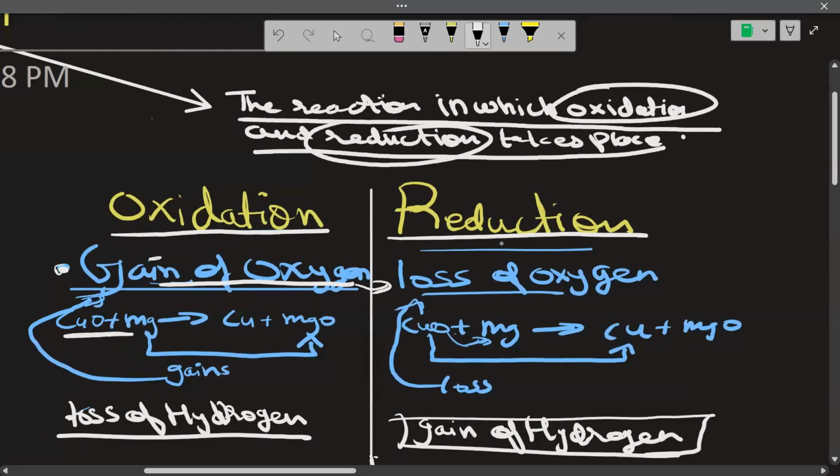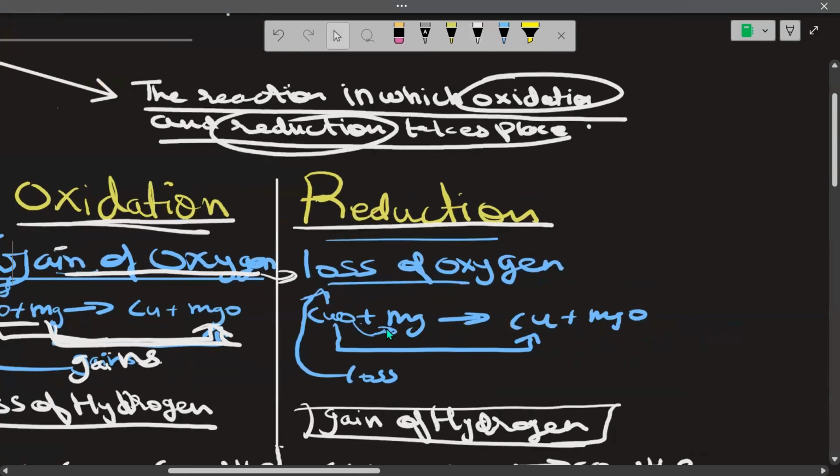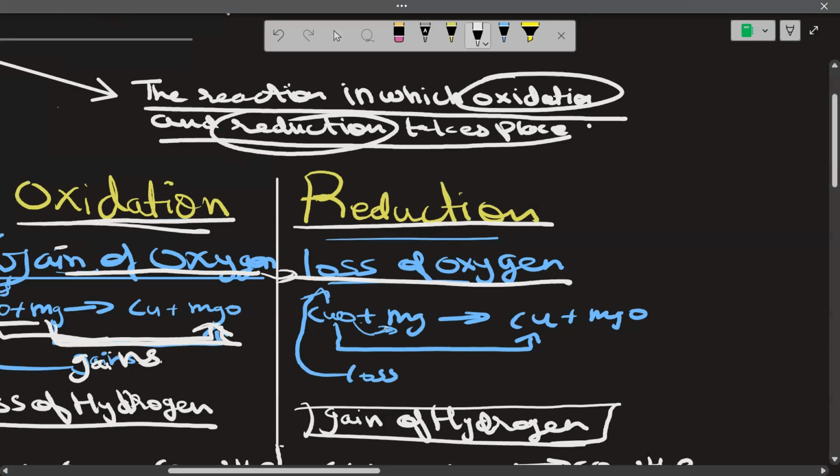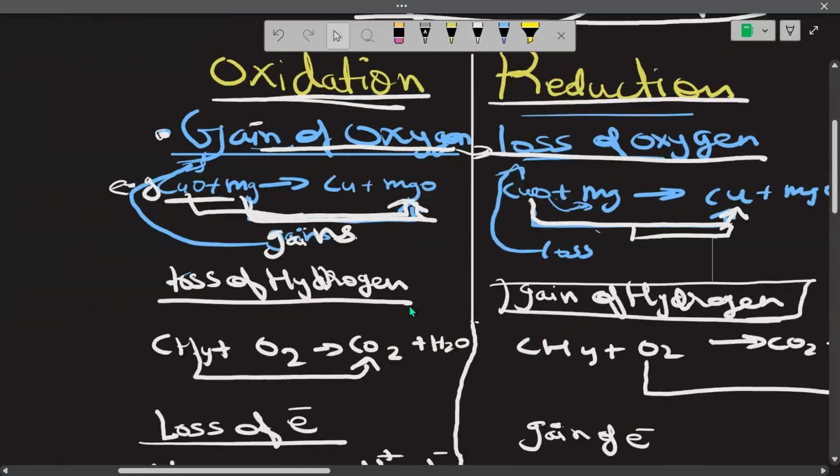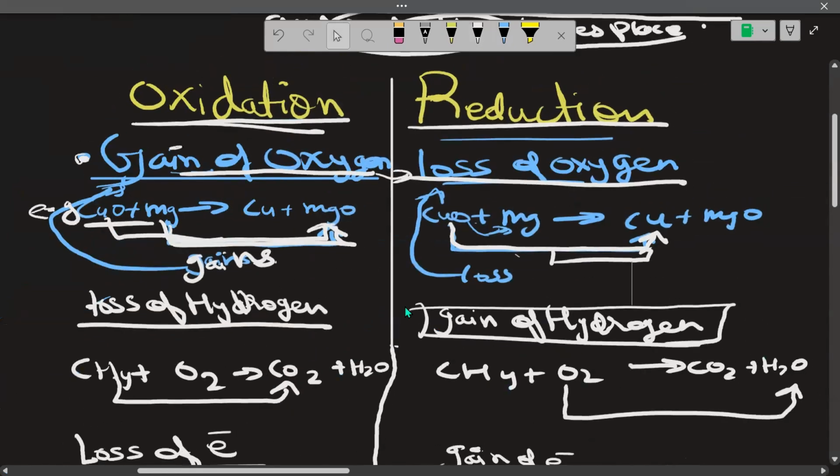Here is an example of copper oxide plus magnesium. If you see here, magnesium gains oxygen, so hence it oxidizes, meaning oxidation occurs. While at the reduction, which is loss of oxygen, in the same chemical equation, you see that copper loses oxygen and it becomes reduction, right? So this is reduction.